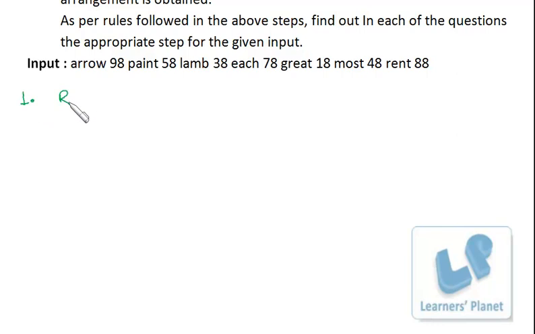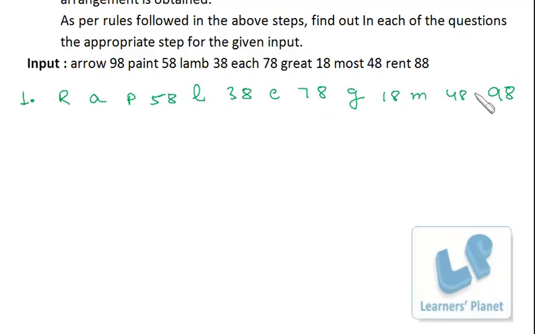I just write the initials only. Okay, rent, then arrow, and the number should be at the last position, so it is 98 over here. So rent, arrow, then paint, 58, L 38, E 78, G 18, M 48, then 88, and then 98. Okay, so this is step 1.